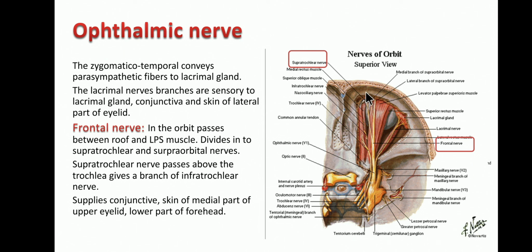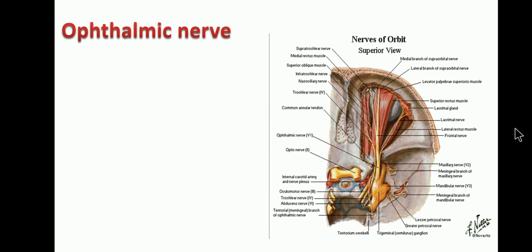It is present medial to the supraorbital nerve. So the supratrochlear nerve is actually a sensory nerve of the scalp also, apart from supplying the medial part of the eyelid and the conjunctiva. The next branch of the frontal nerve is the supraorbital nerve. So here you are able to see the supraorbital nerve.